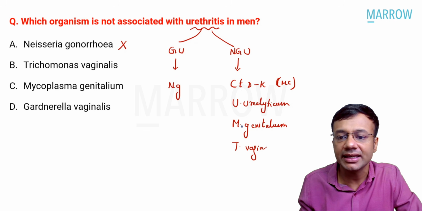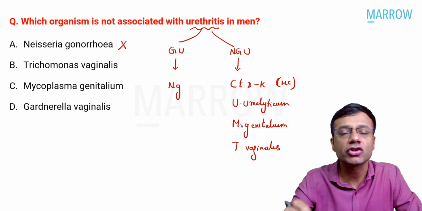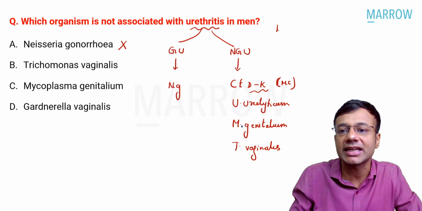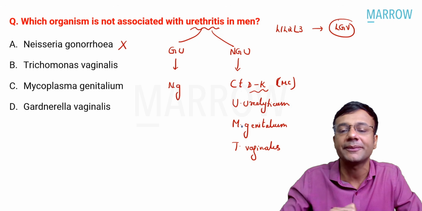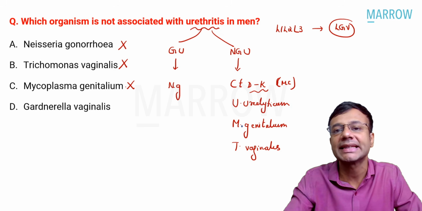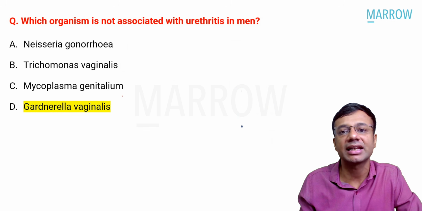So this is exactly the order in which I generally take in our video lectures. The most common organism is Chlamydia trachomatis, and please remember D to K serovars, because L1, L2, L3 serovars are going to produce LGV. So Trichomonas vaginalis cannot be the answer. Mycoplasma genitalium cannot be the answer. The correct answer for this question is option B, Gardnerella vaginalis.